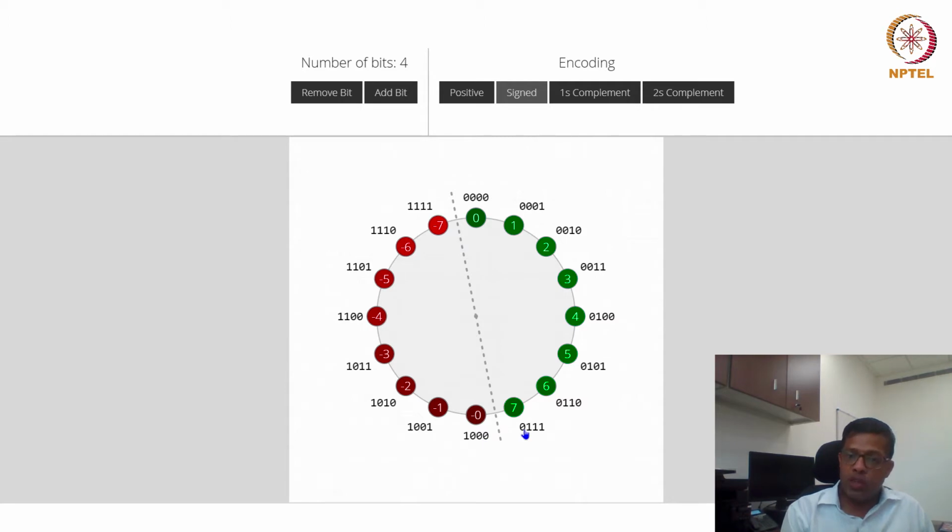So you see there is a discontinuity. From 7 we came here to 0, and similarly here this is a negative number, and if I add 1 to it, then it becomes 0, 0, 0. So there is a discontinuity here also. So essentially in a signed representation there are 2 discontinuities, and a representation works like this.